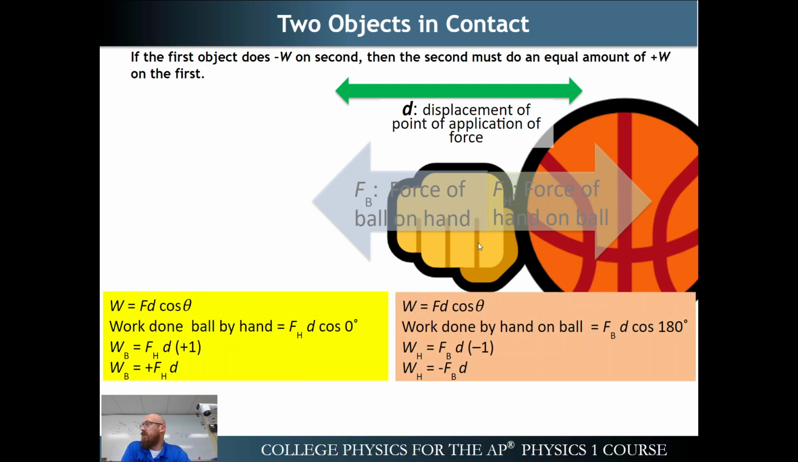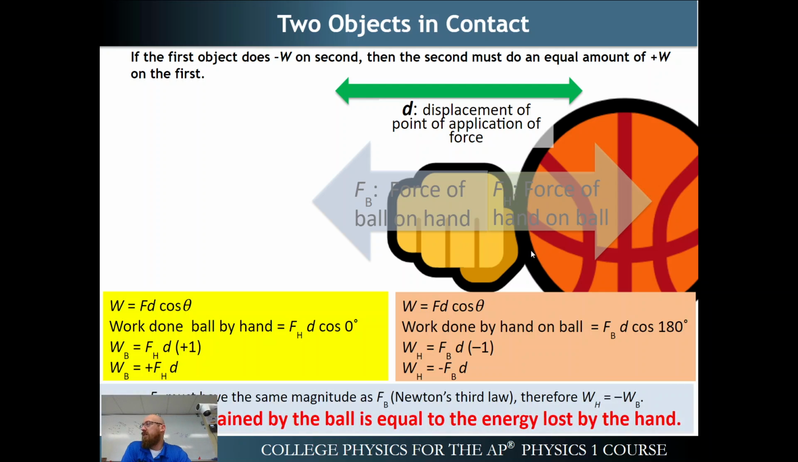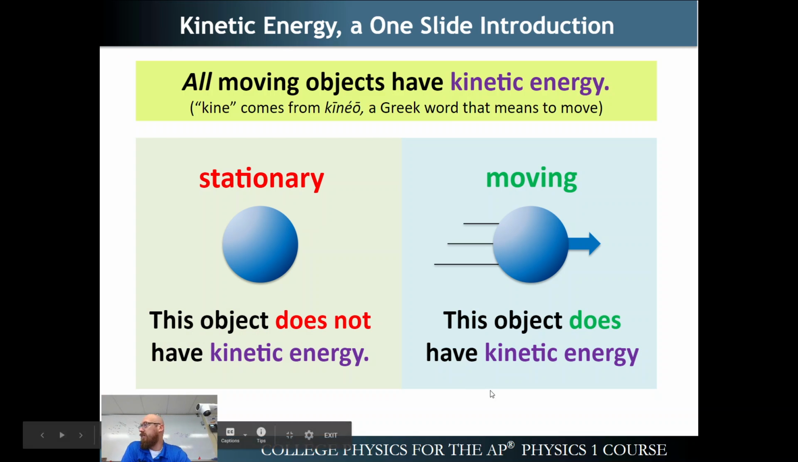All right. Two objects in contact. So here we go. The right-hand side, you have an object, the force of your hand on a ball. Easy enough. So you have two objects in contact. Energy gained by the ball is equal to energy lost by the hand. Hopefully that makes sense. You guys have it in brain, so you're good. Stationary object, no kinetic energy, no movement.